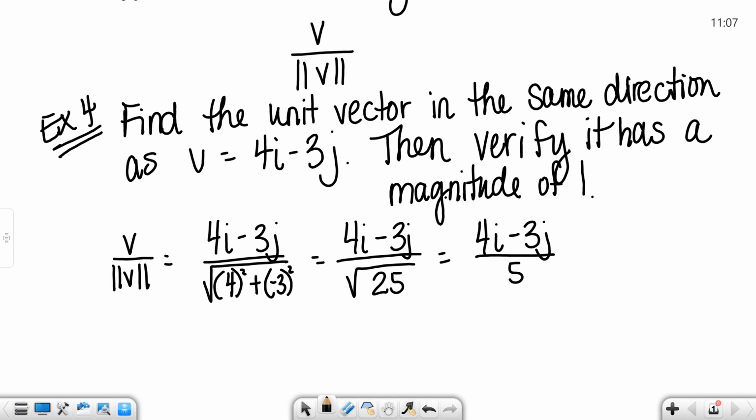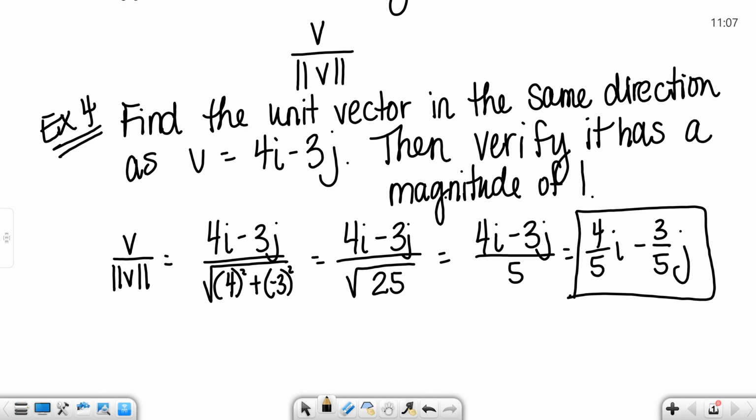All right, so here's how we need to write that. We need to write them individually as component A and component B. All right, so there is our new vector. Okay, that's our new one. It's a unit vector in the same direction as v.